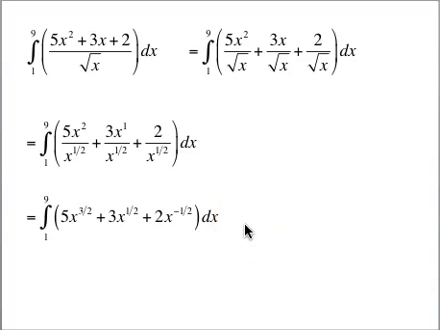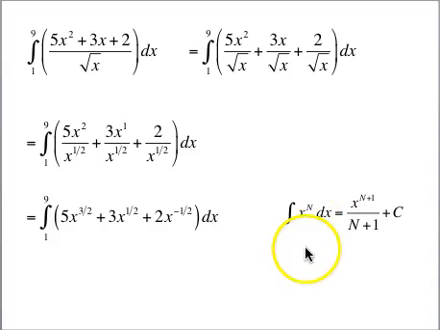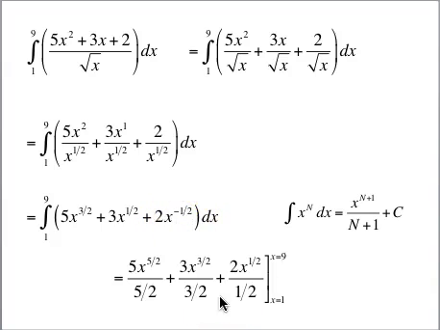What are we going to do next? Remind ourselves of the power rule. Again, integral of x to the n dx is x to the n plus 1 over n plus 1 plus c. So 3/2 plus 1 is 5/2. X to the 5/2 over 5/2. 1/2 plus 1 is 3/2. X to the 3/2 over 3/2. Negative 1/2 plus 1 is 1/2. X to the 1/2 over 1/2. We're going to evaluate that as x goes from 1 to 9.